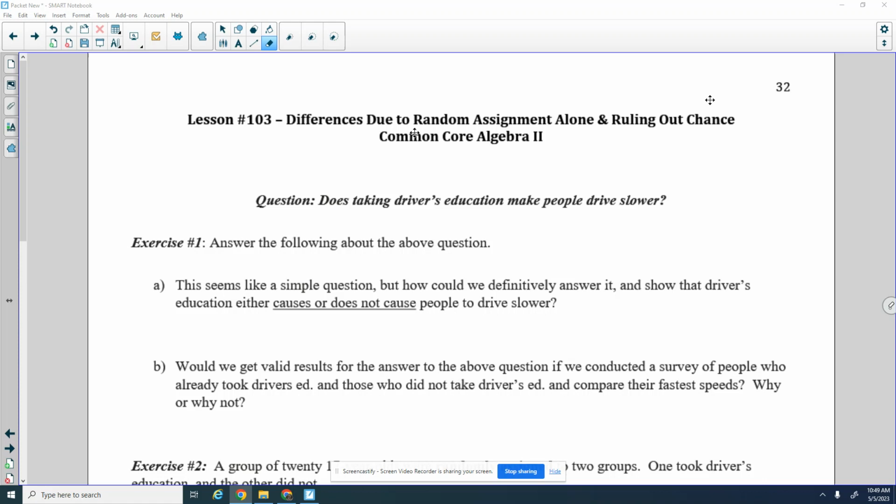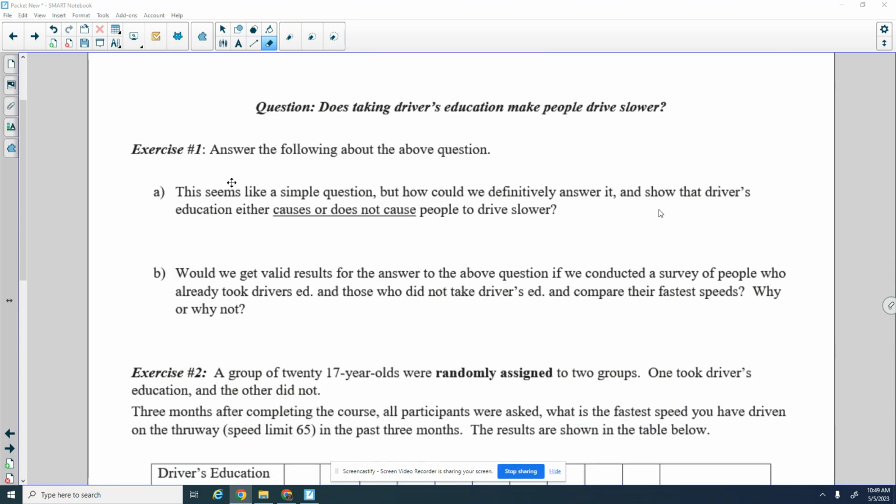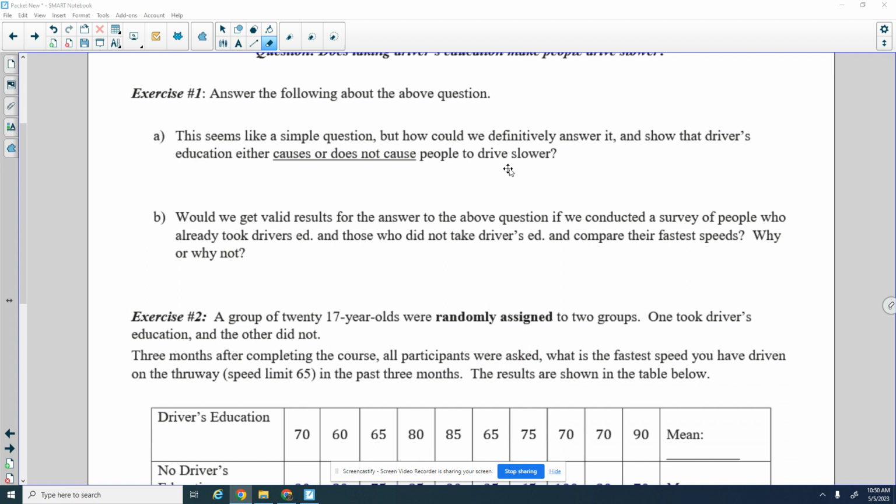In this lesson, we're going to start to introduce experiments and how we compare two groups, the control group and the experimental group. So our first question we're going to look at is, does taking driver's education make people drive slower? It seems like a simple question, but how could we definitively answer it and show that driver's education either causes or does not cause people to drive slower?